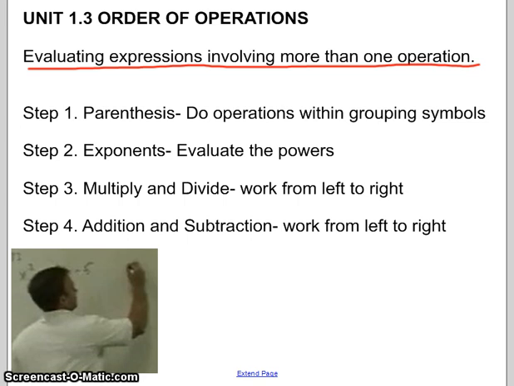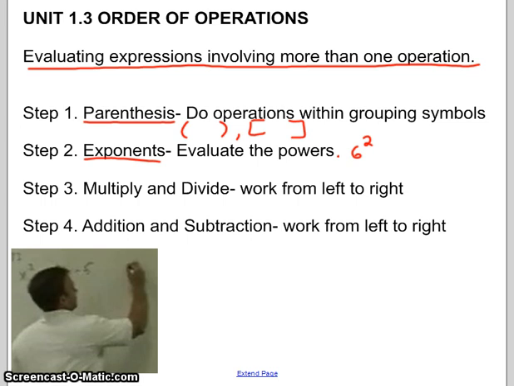Okay, the first step when we're working with operations is we're going to work with the parentheses. Anything with a grouping symbol, anything with parentheses or brackets, we're going to do that first. Anything inside there. Obviously we have to follow the order of operations within those brackets as well. The second step is to work with our exponents. We're going to evaluate the powers, which we learned about last section. Anything with a power, like 6 squared or something like that, we're going to have to evaluate first.